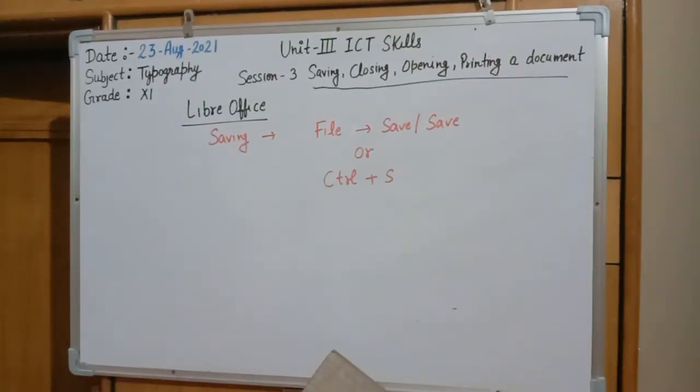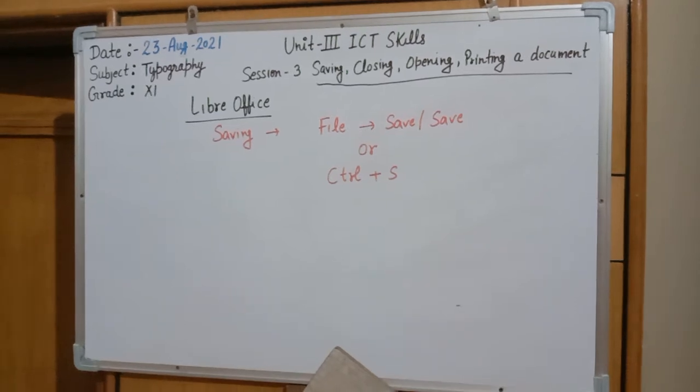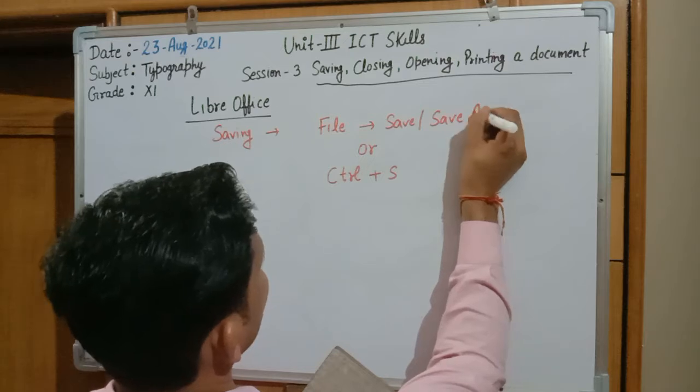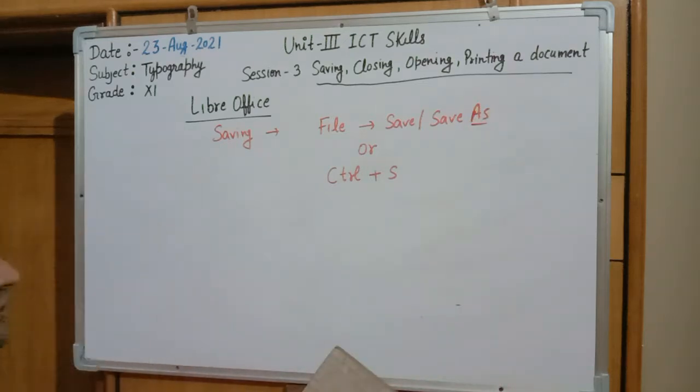Next is to close a document. So the first option, that is to save a file, is to click on File, then save or save as. The second option is that we can use the shortcut key, that is Control plus S.